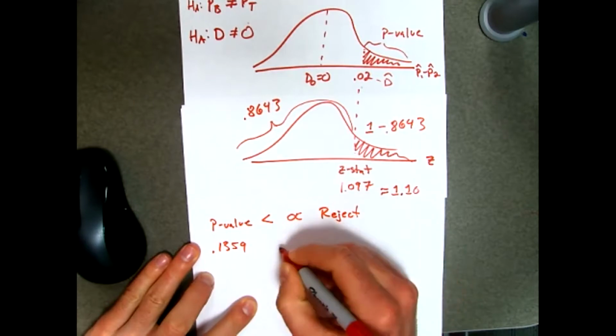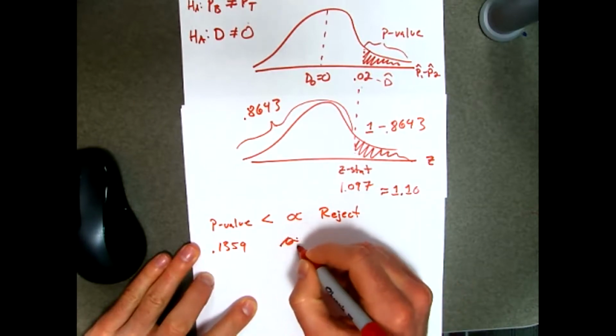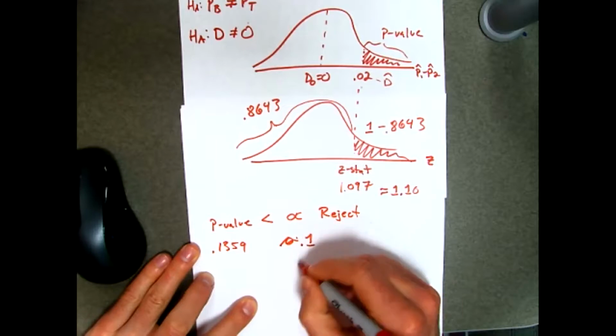I then want to compare that to alpha. If it's less than alpha, I'm going to reject. If it's not, I fail to reject.